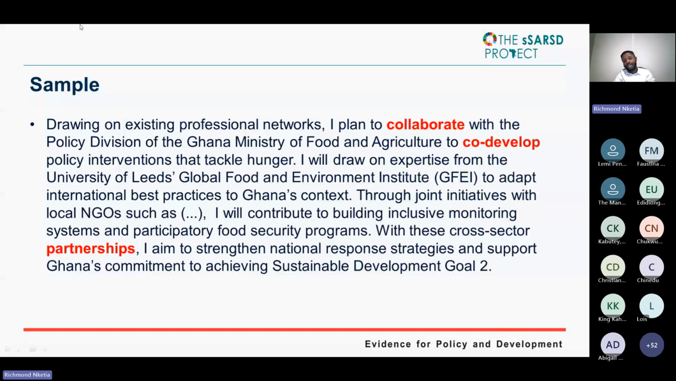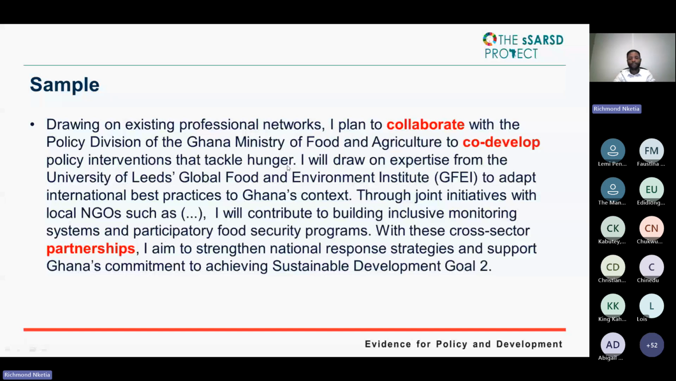leverage these professional networks, collaborate with the policy division of the Ghana Ministry of Food and Agriculture to co-develop. So I didn't say to develop, but to co-develop. So co-design, co-develop, co-create, co-implement. So we are doing this as a partnership, and they tend to like those words. Policy interventions that will tackle hunger. Probably that will address hunger.